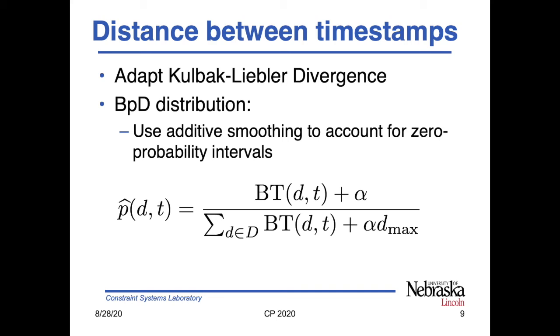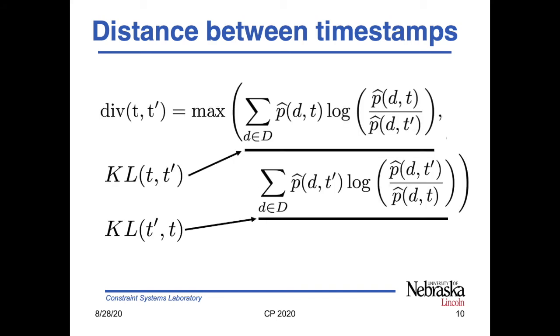To do this, we first create a distribution from the backtracks per depth metric. We further use additive smoothing to account for zero probability intervals because there will be points in the graph where there is zero probability. We use this probability distribution to calculate the KL divergence between two timestamps. Because KL divergence is a pseudometric and not a proper metric, we take the max between the KL divergence between t and t prime and between timestamps t prime and t. And we treat this as our divergence method.